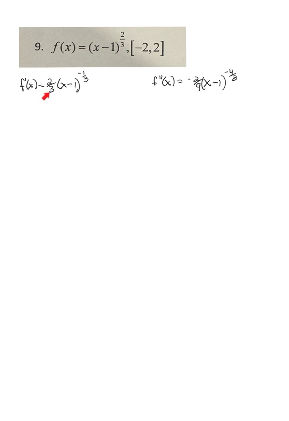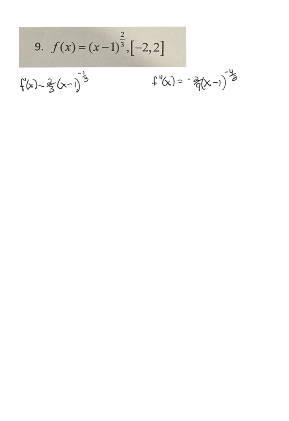So the 2/3 drops down in front. We reduce this by 3/3. That's how I got this. And then we got this. Now, if I were you, don't do anything to this yet. Go take this now, take its derivative. So this times this is -2/9. And then I reduce this by 3/3. So that's how I got -4/3. Okay. So here we go.